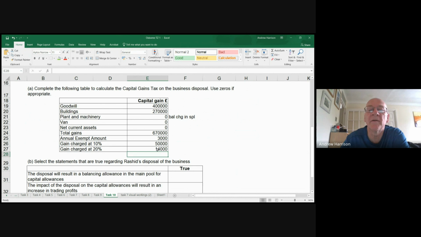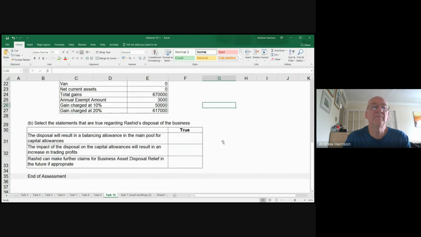I've done a typo there. What have I missed off? 6, missed the 0 off there. Hang on, try again. Equals 670,000 minus 3,000 minus 50. Playing the calculator. 617,000, and that's our answer for task 10.